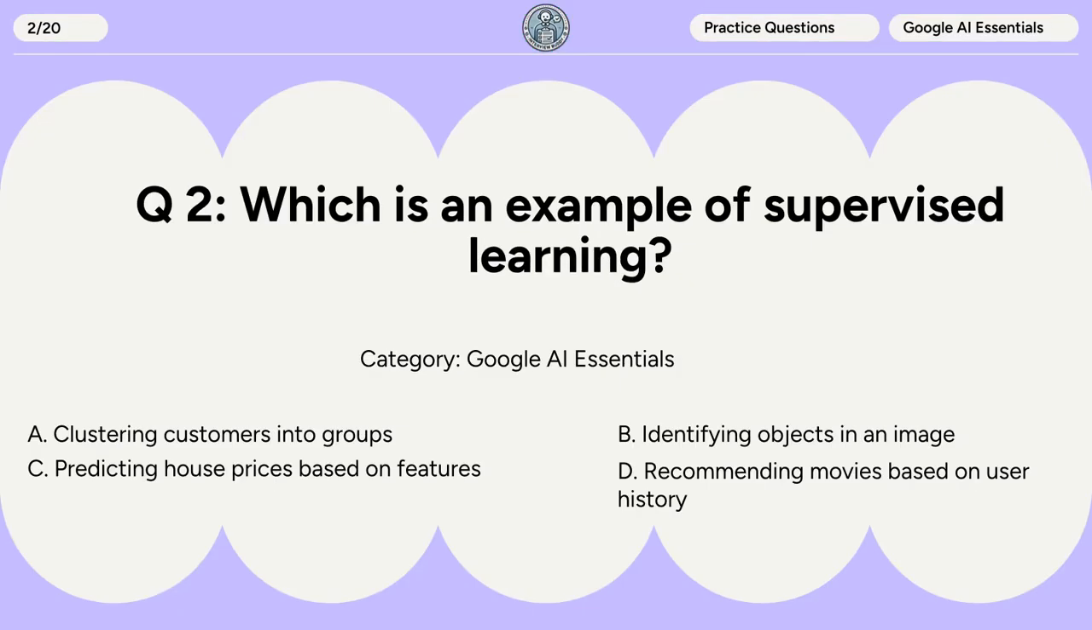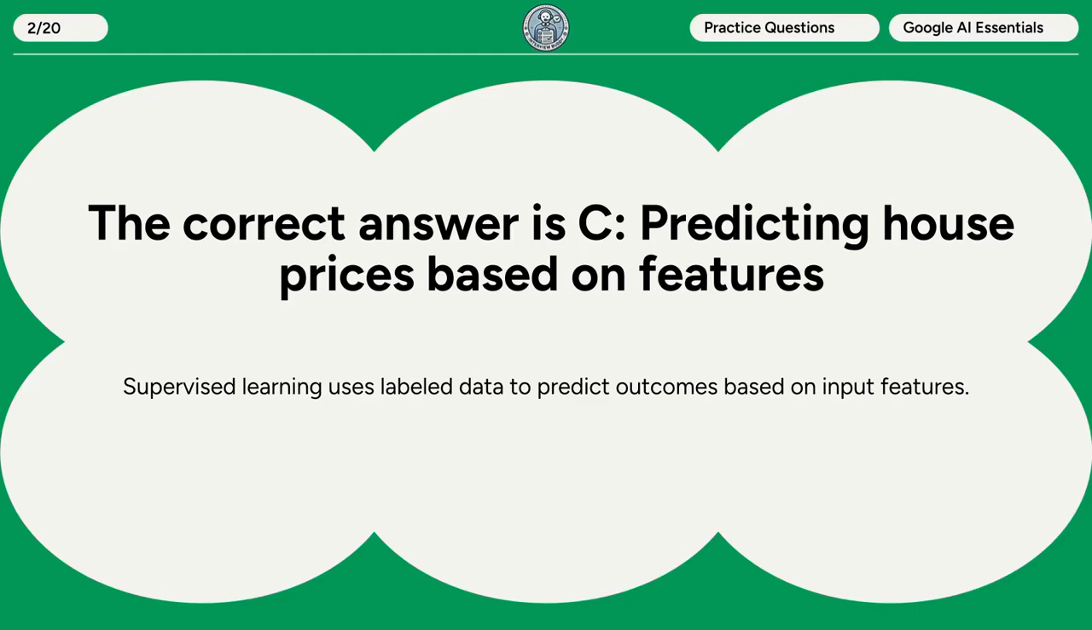Question 2. Which is an example of supervised learning? A. Clustering customers into groups. B. Identifying objects in an image. C. Predicting house prices based on features. D. Recommending movies based on user history. The correct answer is C. Predicting house prices based on features. Supervised learning uses labeled data to predict outcomes based on input features.